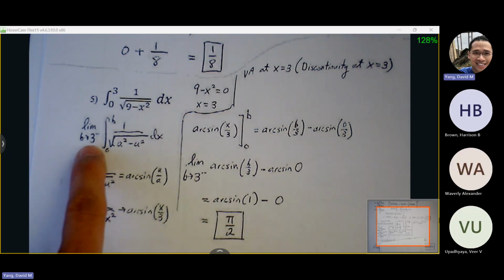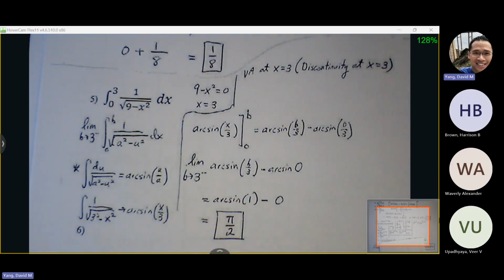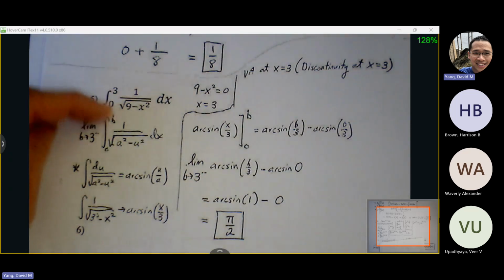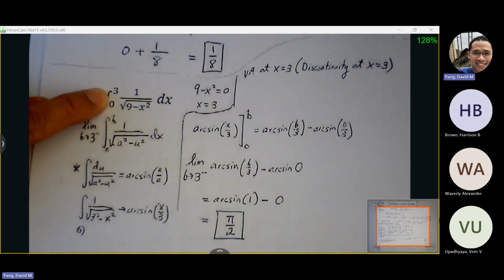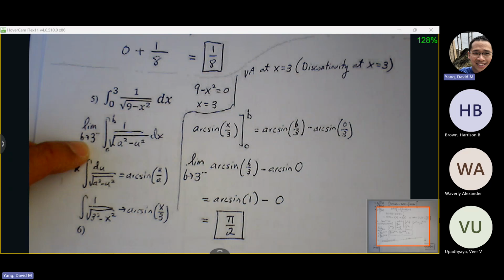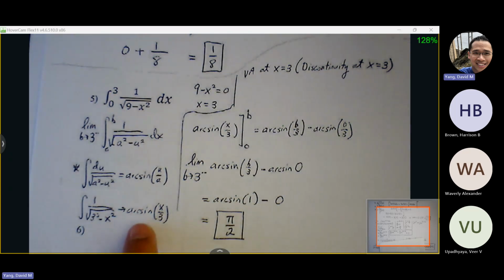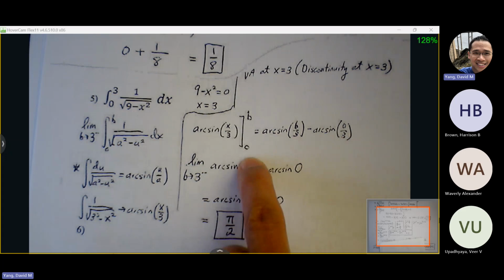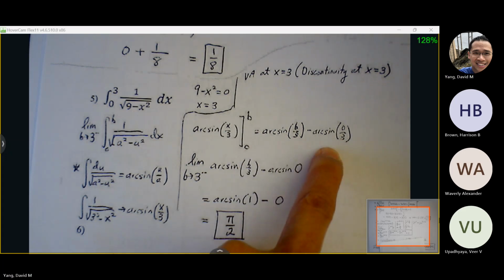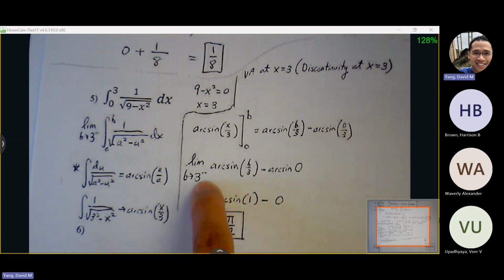So we have to approach 3 from the left because our graph is between 0 and 3. If our graph is between 0 and 3, then the graph is going to have to approach 3 from the left side of 3, because we're not talking about the graph on the right side of 3. So it's approaching 3 from the left. And then once we resolve that as arc sine of X over 3, we can plug in our upper and lower bound, 3 from the left side of 3.